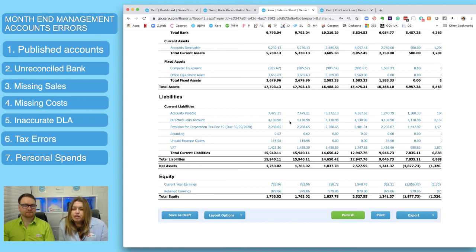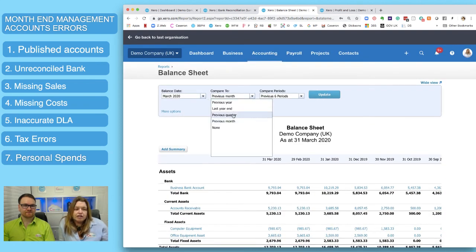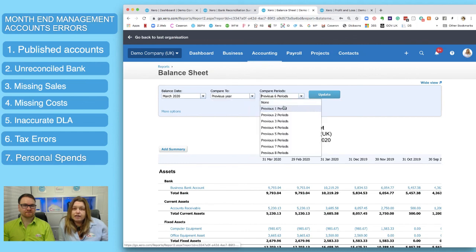So keep a real tight control of your personal spends. Make sure you only ever use your personal cards for those. And if you have to use a business account card instead of your personal card, make sure you code that and offset it to your director's loan account. So the exercise from today is to go back and have a look at your accounts and check to see that you're not making any of these 7 errors.